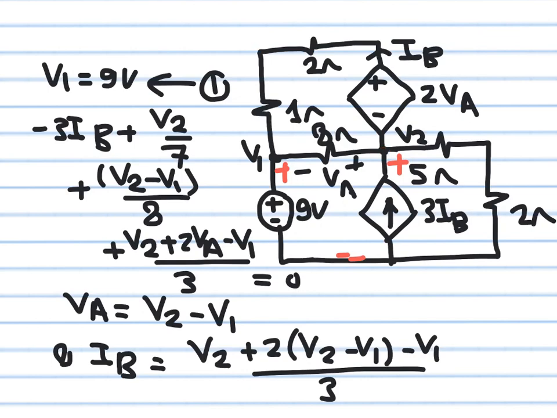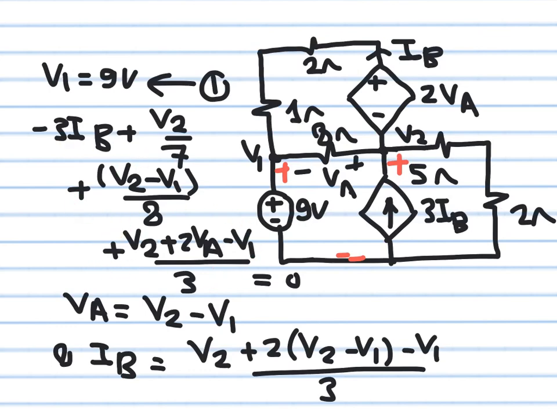So now let's write KCL. The sum of all currents flowing out is equal to 0. This current flowing to the left is V2 minus V1 over 8. This current flowing to the right is V2 over 7. Okay, so I have V2 over 7, V2 minus V1 over 8. This current flowing in the outward direction is minus 3IB. Remember, 3IB is flowing in, but I'm talking about currents flowing out, so I have to include the negative sign. This current here is flowing out, and I'm going to write it as V2 plus 2VA minus V1 divided by 3.